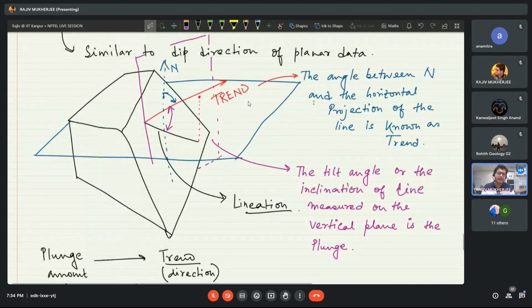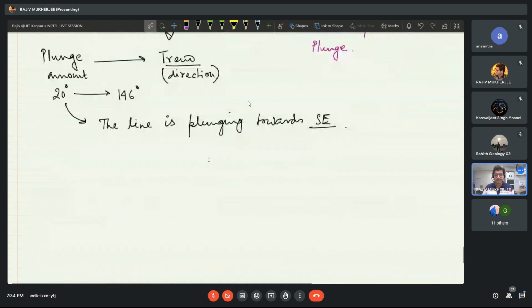Now all these data, we have planar data and we have linear data. To manage all these data, as well as to quantify and find the geometric relations between them, we plot a stereographic projection, right? So I will briefly discuss the stereographic projection of a plane.